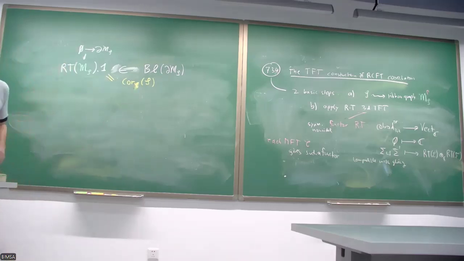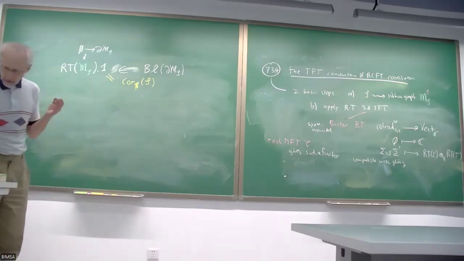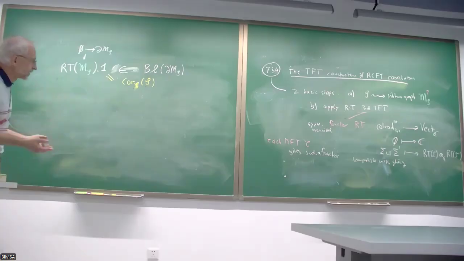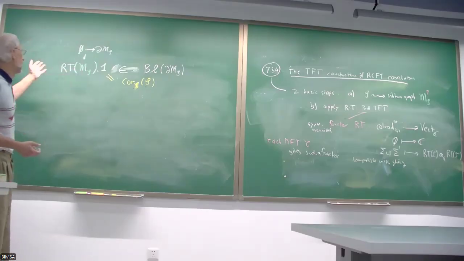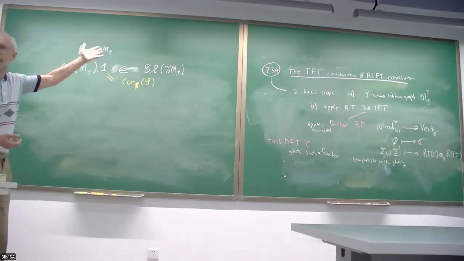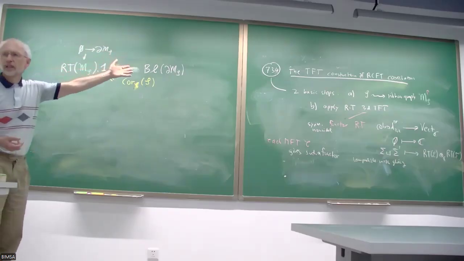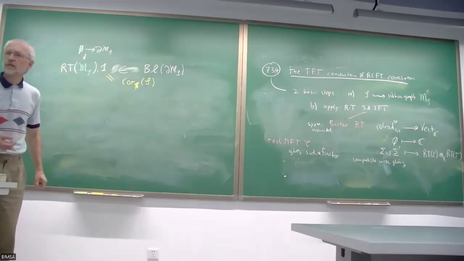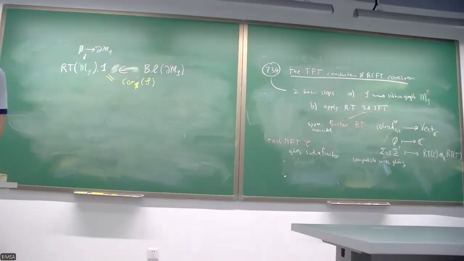In just one sentence, step B means I take the result of step A, which I have here. I apply Reshetikhin-Turaev. I get an element in a certain vector space, and that I take to be my conformal block. And now I have to tell you what this first part is.